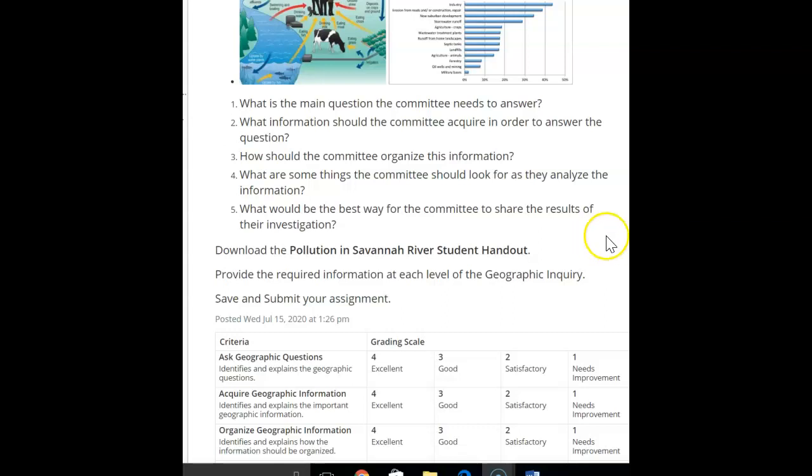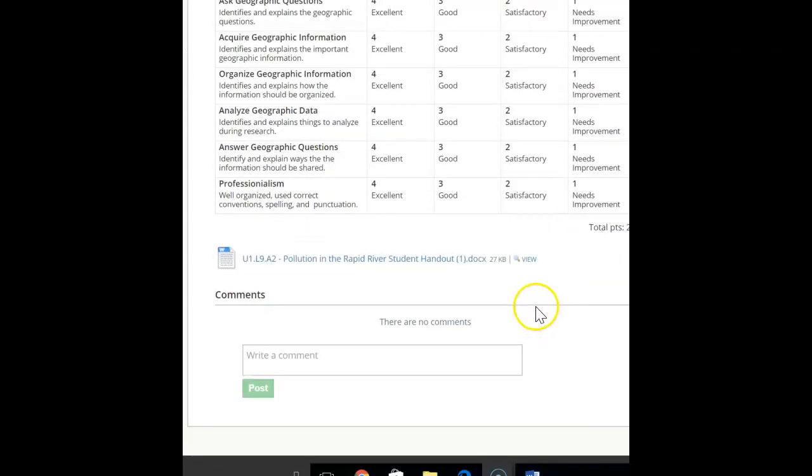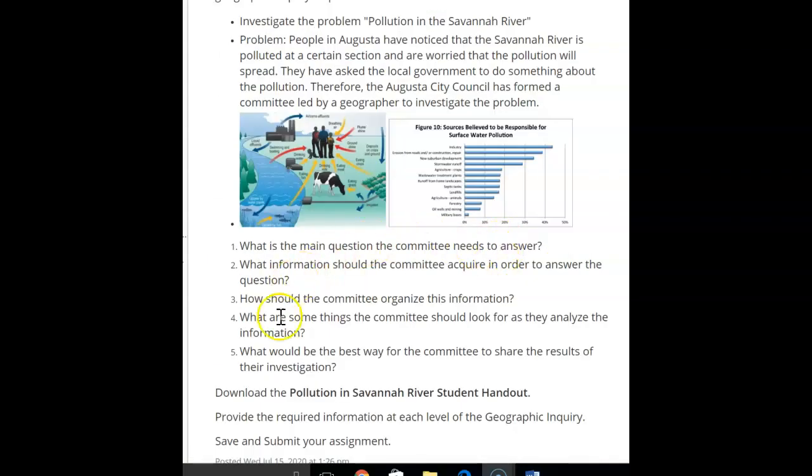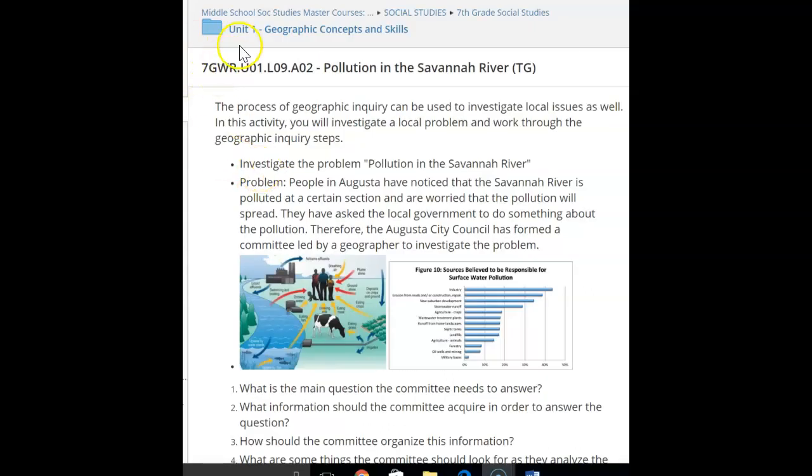So what you need to do is download the Pollution in Savannah River student handout, which is here. And once you've downloaded that, you are going to then go through all the parts of the geographic inquiry, answering each part of these questions. Once you have that completed, you're going to save it and submit it to the right. This is Pollution in the Savannah River.